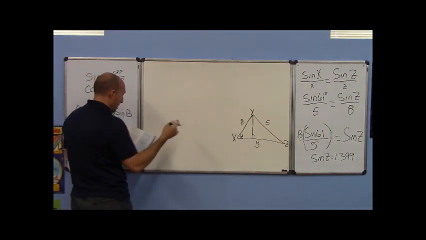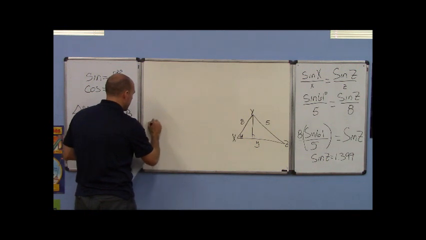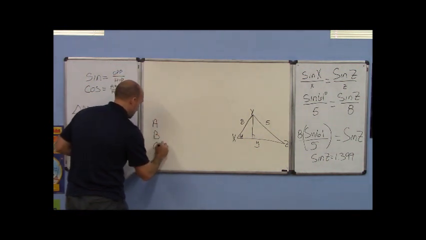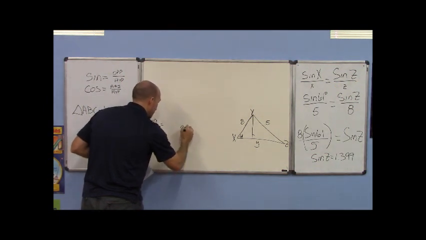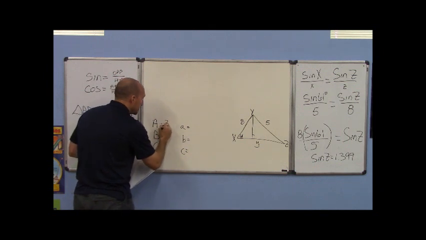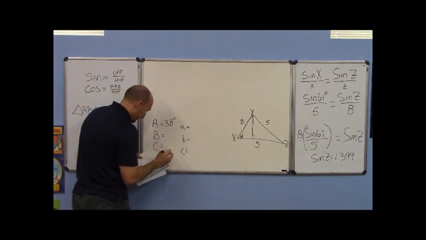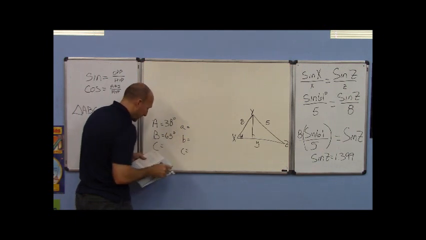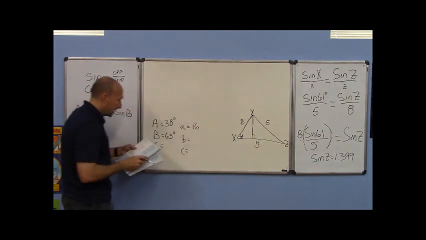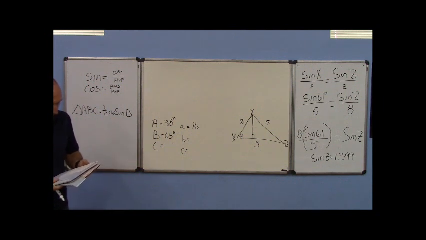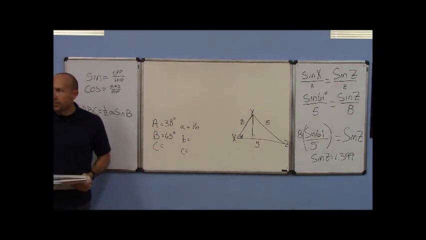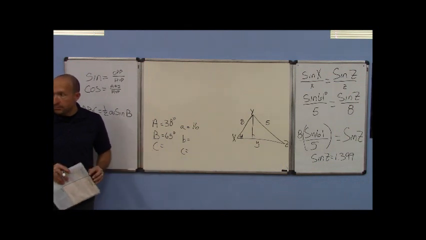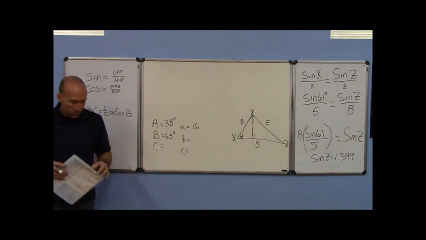Here, we are given, again, three bits of information. A, B, C. Here, we are given two angle measures, 38 degrees, 65 degrees, and then we have this length of 16. Since we know two angles, now we can find the third one. So how do we find that? We add them together and then subtract from 180. Yes, absolutely.